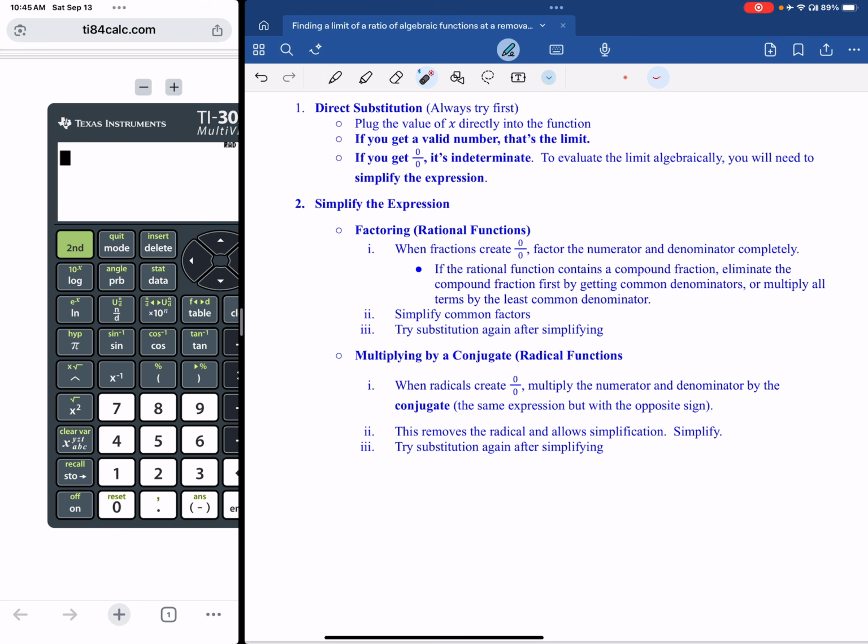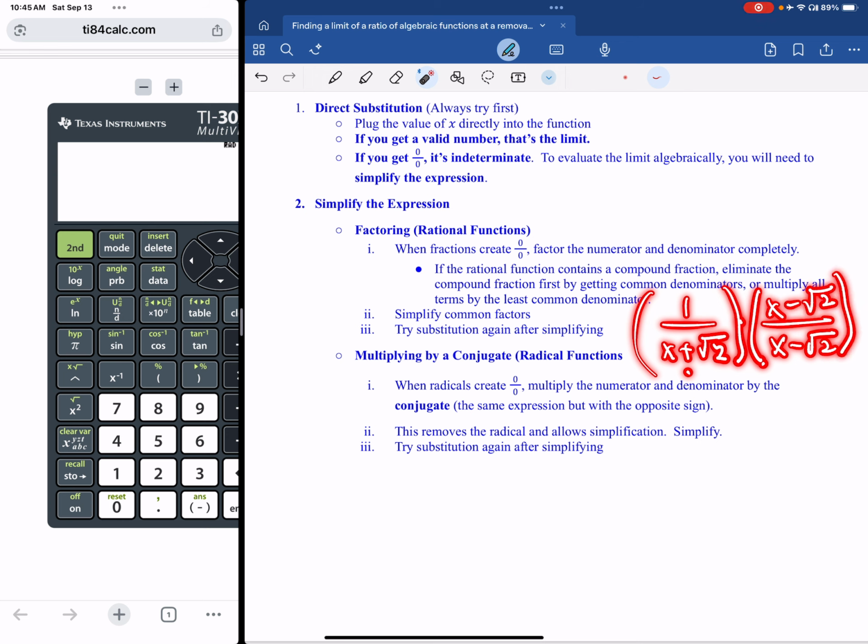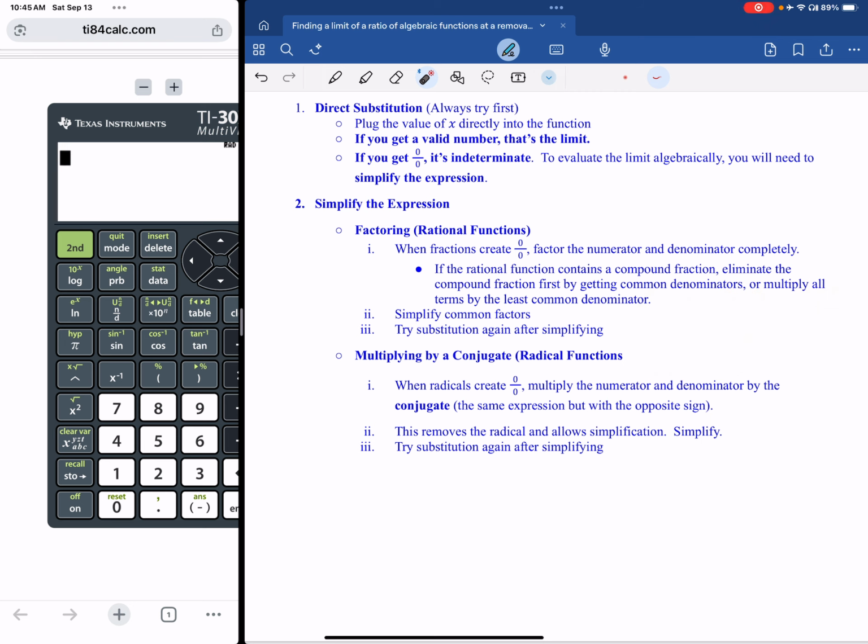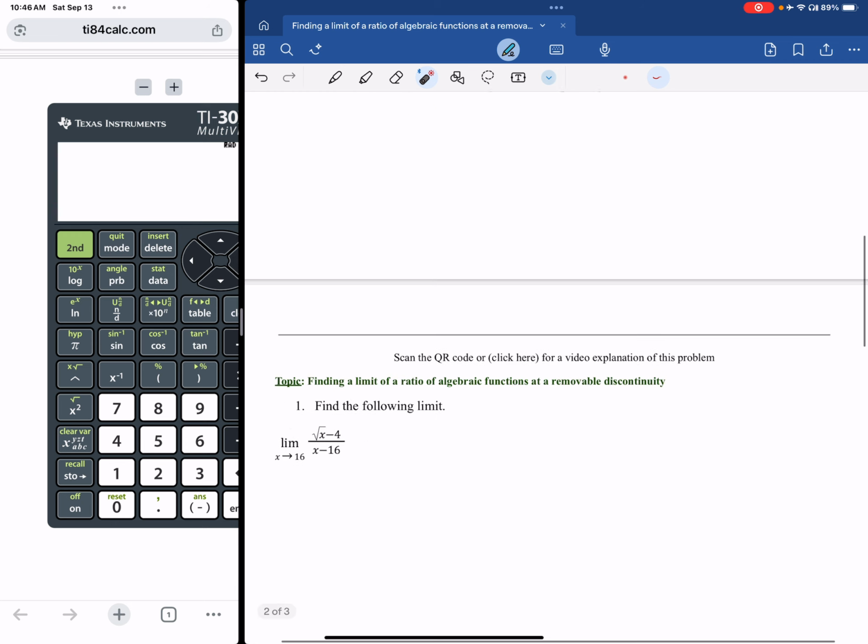Well, it got a little more complicated when you had something like this: 1 over x plus the square root of 2. You would have to multiply both the numerator and denominator by the conjugate. And remember, a conjugate, if you have a positive, the conjugate is the negative. So that'd be like x minus the square root of 2. And if you do it in the denominator, you also have to do the same thing in the numerator. So you would multiply it by the conjugate in both the numerator and the denominator. That would eliminate your radicals, at least in the denominator. So that's going to be our trick anytime we have a radical function: we're going to multiply by the conjugate. So let's go ahead and get to some examples working through this.